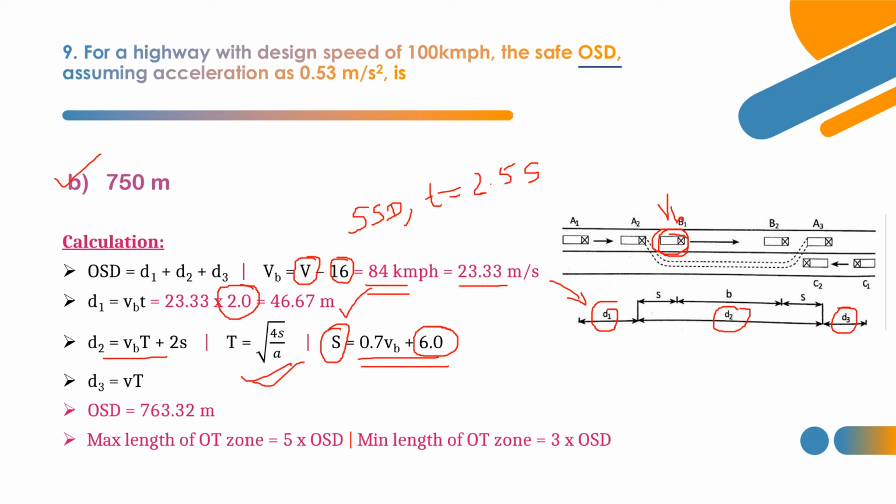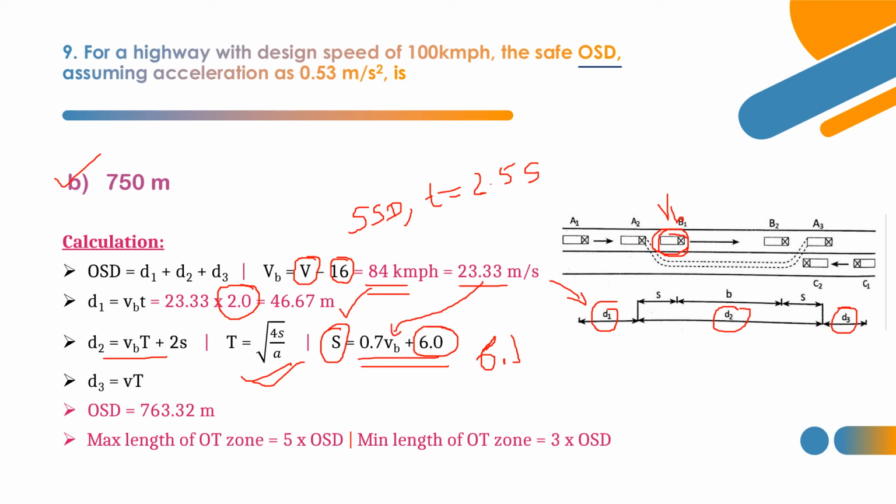Length of wheelbase is normally 6 meters. In some cases it will be 6.1 meters. If it is mentioned in the question, we have to adopt that only. But normally 6.0 is the length of wheelbase. So spacing is given by 0.7 vb plus 6, and it is small vb. That means vb should be in meter per second.